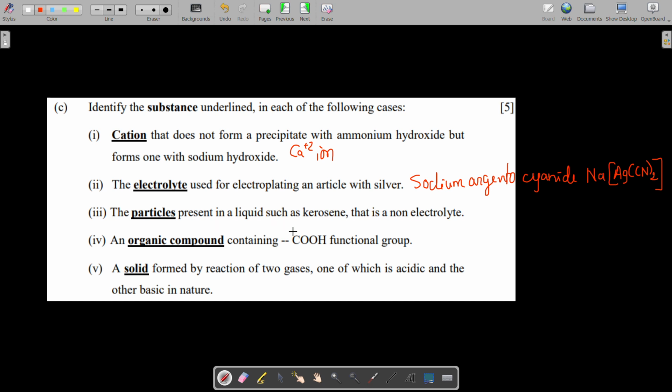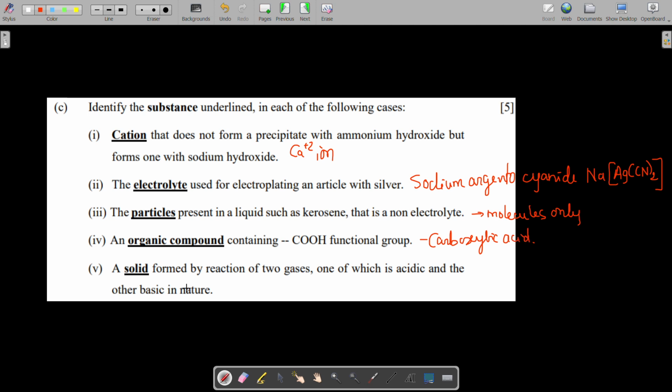Particles present in a liquid such as kerosene, that is a non-electrolyte. And in a non-electrolyte, what is there? Molecules only. Organic compound containing COOH functional group. What is this functional group? Carboxylic acid.